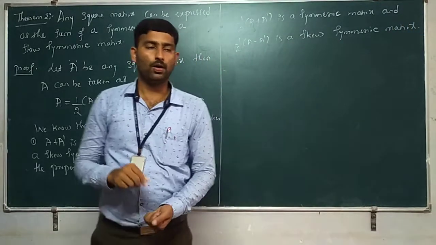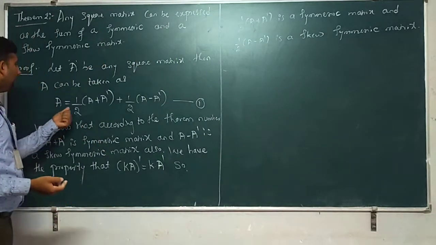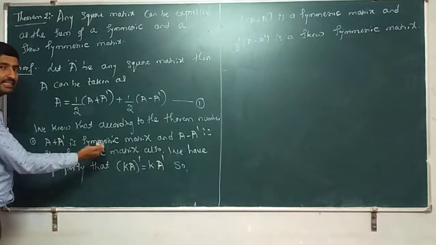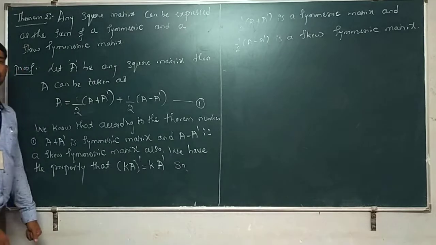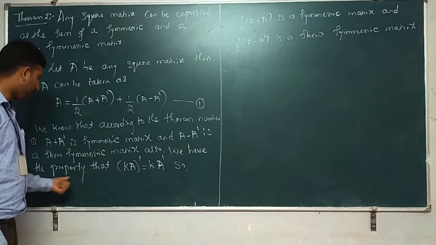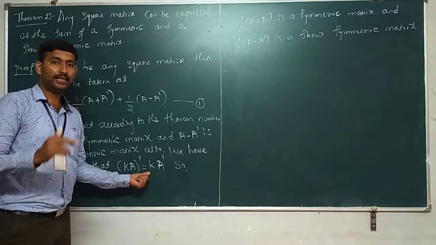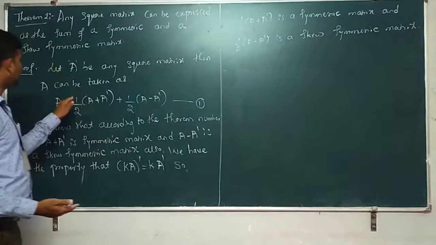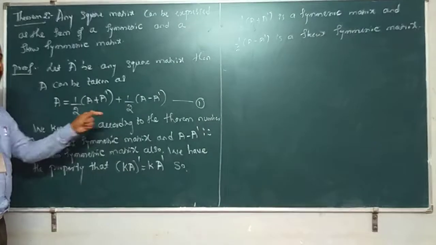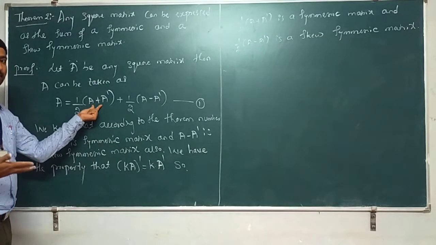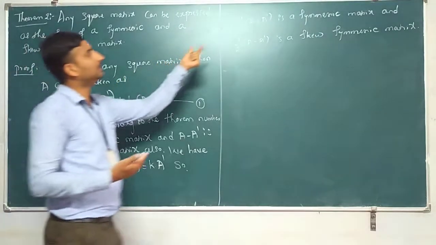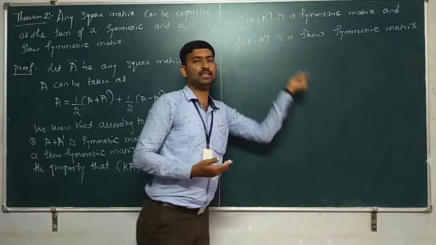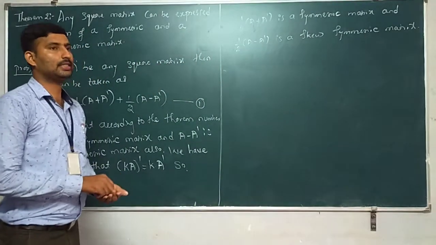Correct? What we have taken? We have taken that equation number 1. Under this equation number 1, we have theorem number 1: A plus A dash is a symmetric matrix and A minus A dash is a skew symmetric matrix. Also, we have the property that K into A whole dash is nothing but K into A dash. Correct? Transpose of A matrix property. What is K here? K is exactly half. Therefore, half into A plus A dash is symmetric, and half into A minus A dash is a skew symmetric matrix.